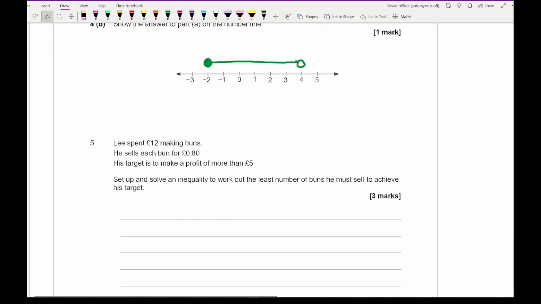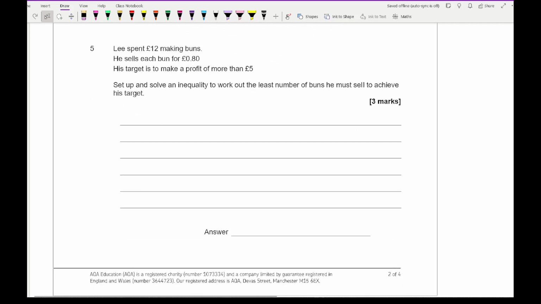For question 5, it says that Lee spends £12 making buns. He sells each bun at 80p. His target is to make a profit of more than £5. Set up and solve an inequality to work out the least number of buns that he must sell to achieve his target. So for this, let's just create a bit more space. So the equation I need to write is, well, he spent £12, so 0.8, we work in pounds, times b for buns, minus 12, and I want that to be greater than 5.